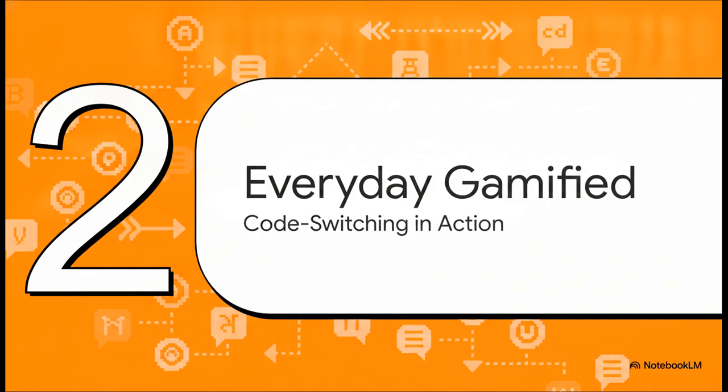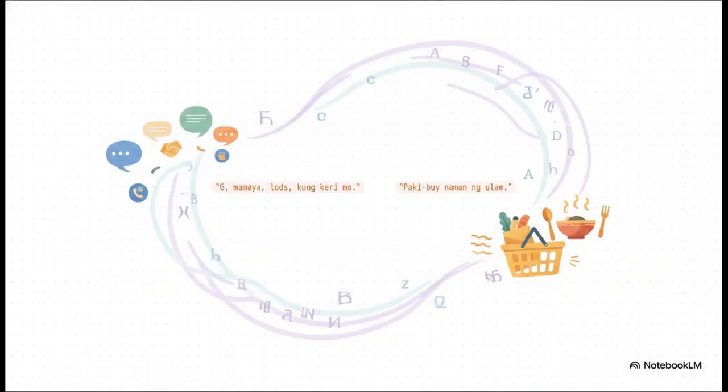Moving right along to Section 2, Everyday Code Switching Gamified. Now, this perfectly highlights what you all noticed in your homework. When we pass the soft token in our Chika Chika relay, these exact phrases like "G, mama ya, lads, kung kerimo," and "pakibay naman ng ulam," they show how effortlessly we blend English and Tagalog. I mean, we are highly relational, expressive people, right? And our everyday social communication absolutely reflects that dynamic hybridization.